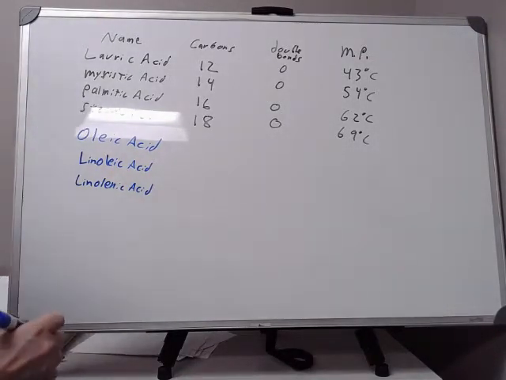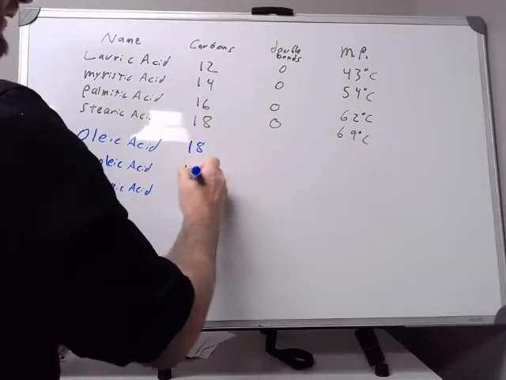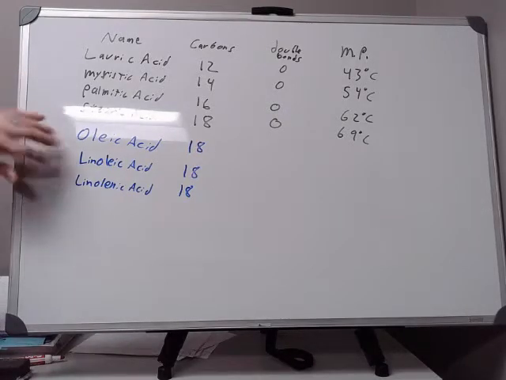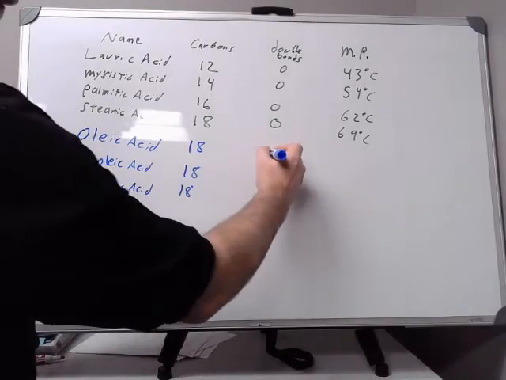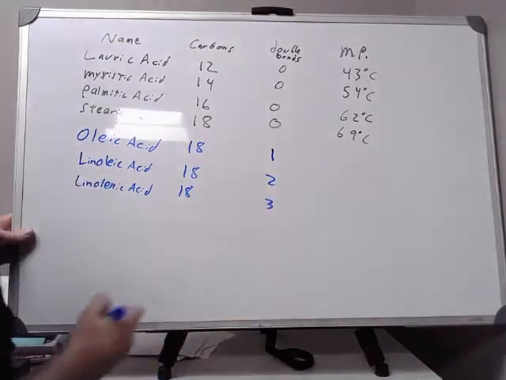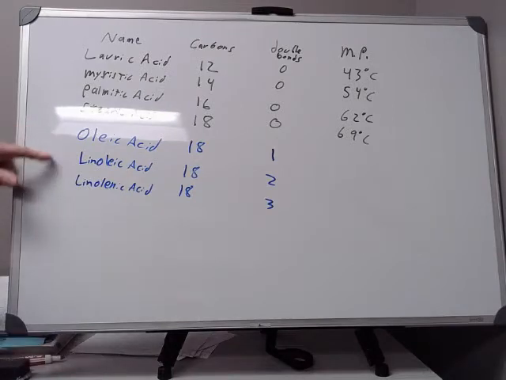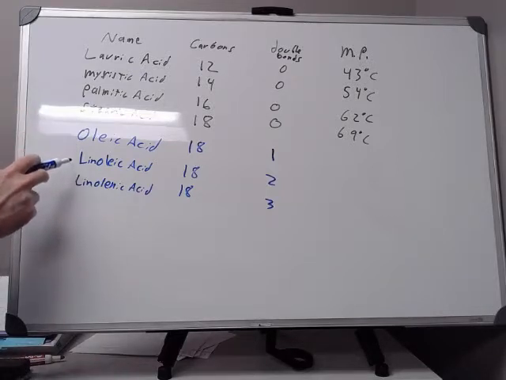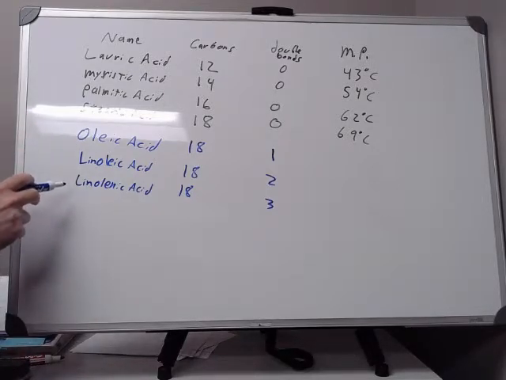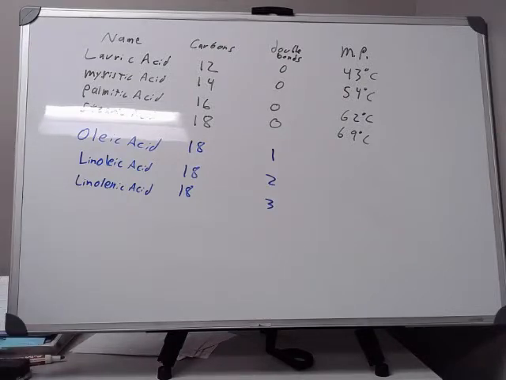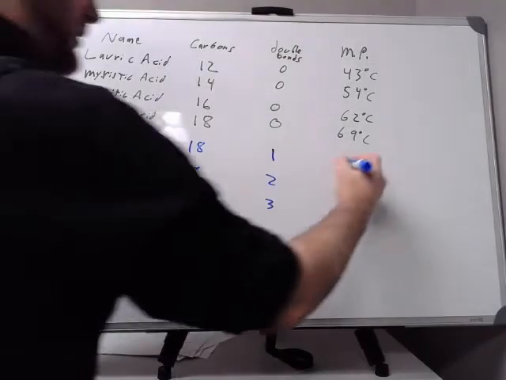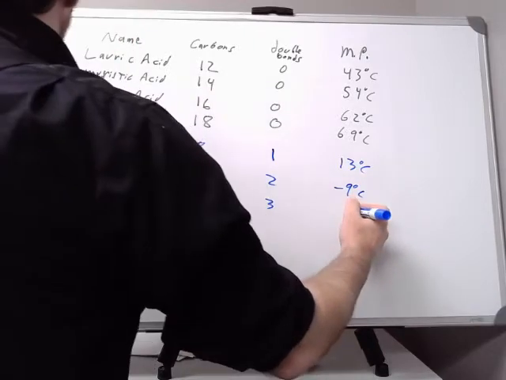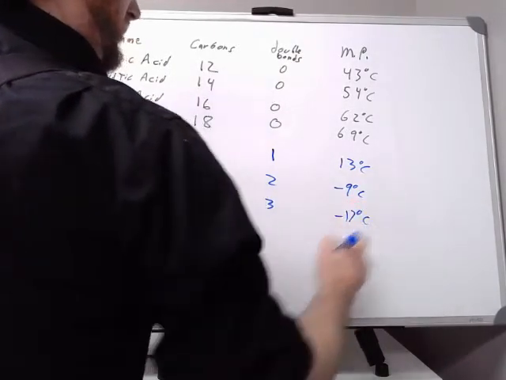And again, these all have 18 carbons, and so you would expect these to behave similarly to stearic acid based only on size. But if we look at the double bonds, they have 1, 2, and 3 double bonds. So we have oleic acid be our monounsaturated fatty acid, and then linoleic and linolenic acids would both be polyunsaturated fatty acids. And we'll look at those melting points at 13 degrees, -9 degrees, and -17 degrees.